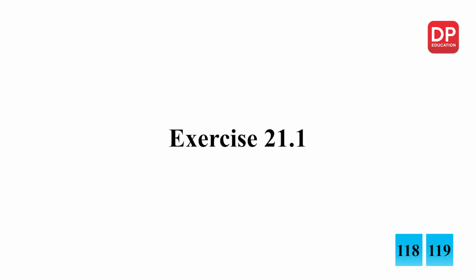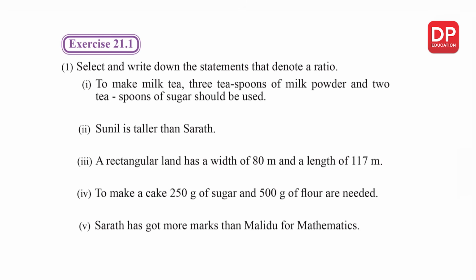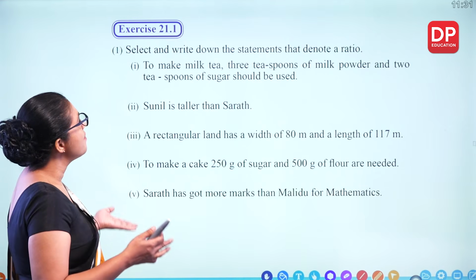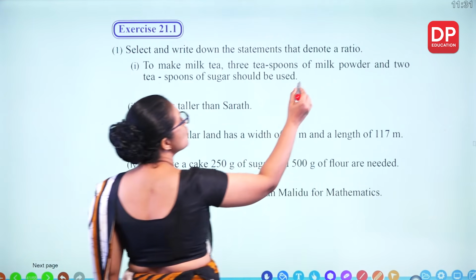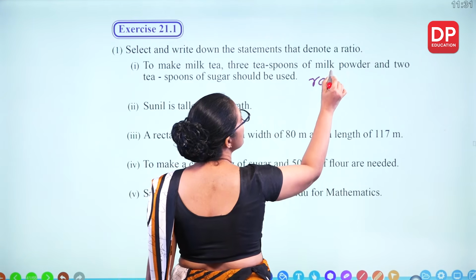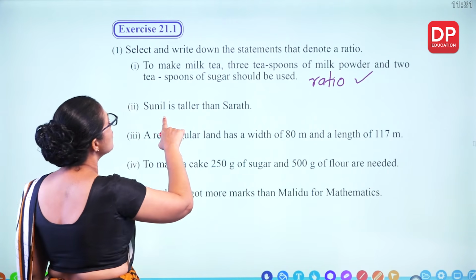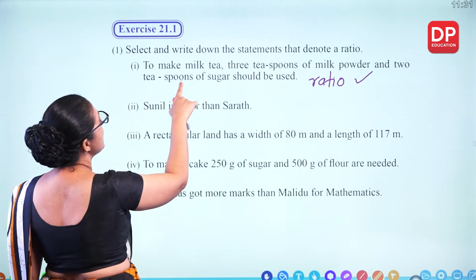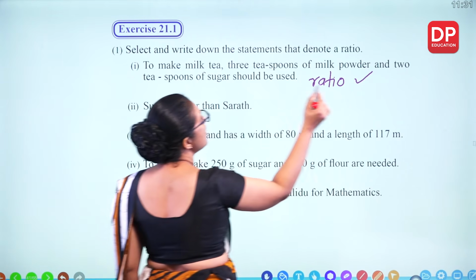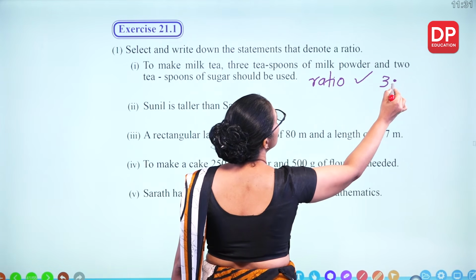Exercise 21.1. Select and write down the statements that denote a ratio. To make a milk tea, 3 teaspoons of milk powder and 2 teaspoons of sugar should be used. So there's a ratio between that. So we are using ratio. So what's the ratio there? To make milk tea, 3 to 2.